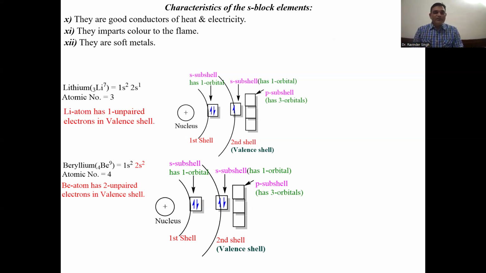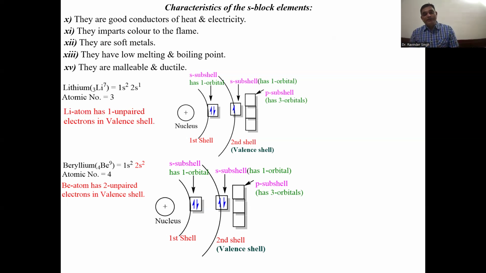Because there is a weak attraction between the valence electron and the nucleus, they can easily be cut. So they are soft metals. Group 1 and group 2 elements are soft metals. And due to the presence of this weak interaction, they have low melting and boiling points.